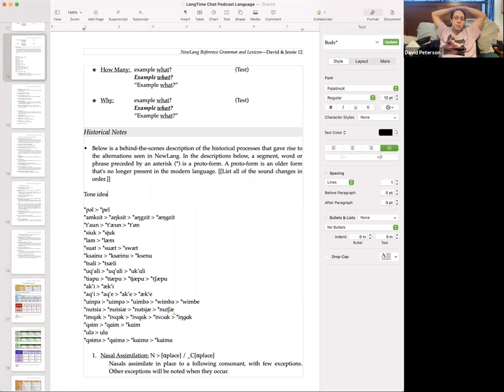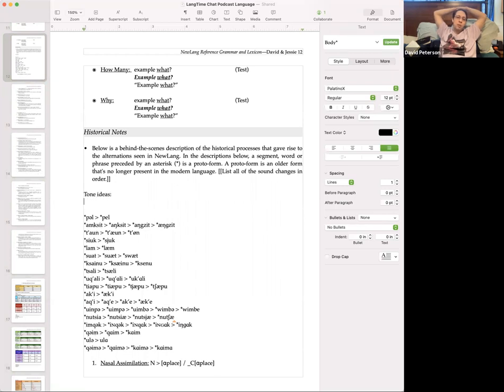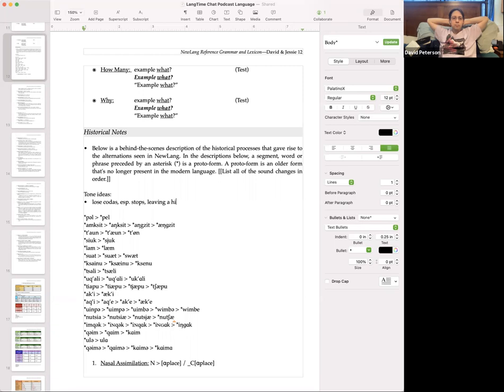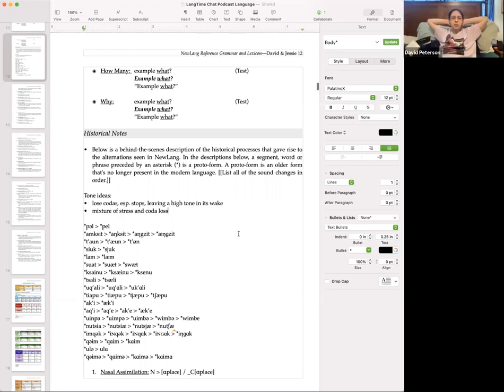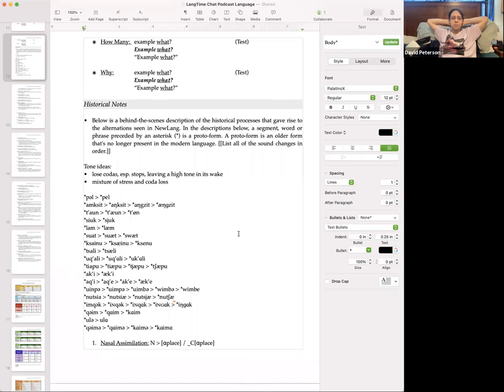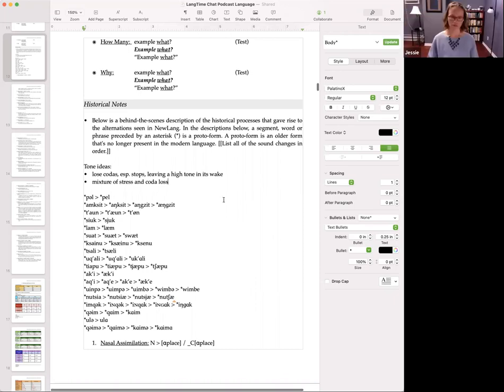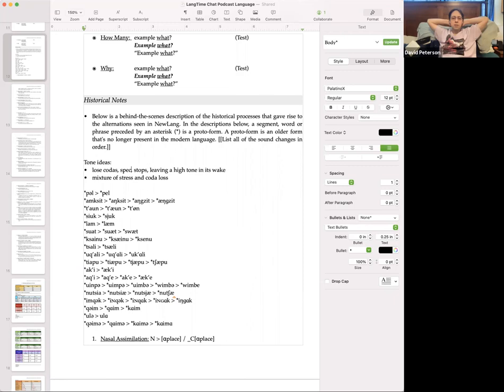We could have a stress system here. And then have it be a combination of the loss of some codas, but also the stress itself. I don't know if I want to lose those nasal codas. A mixture of stress and codas. But I do feel like the loss of the stops will give us high tone. Nasal codas, I feel like they're going to give us low.